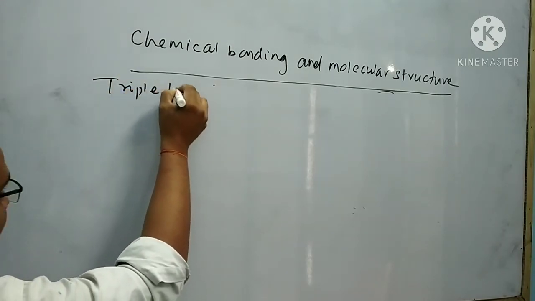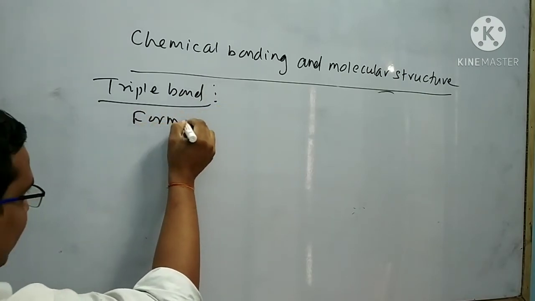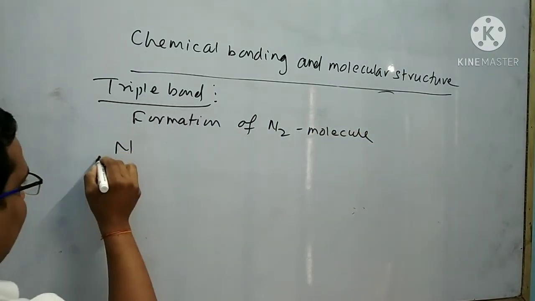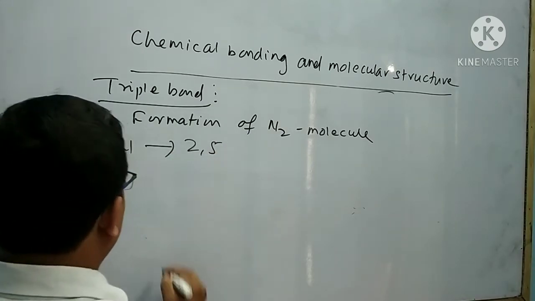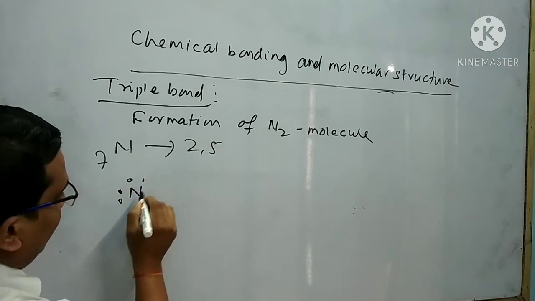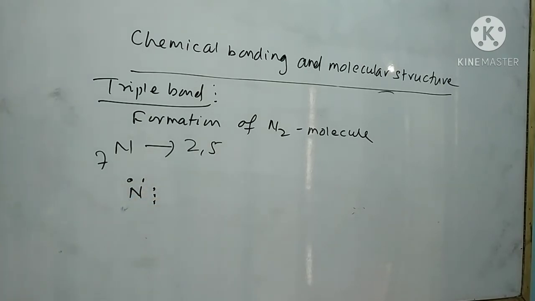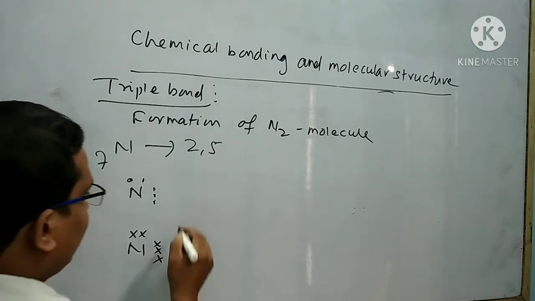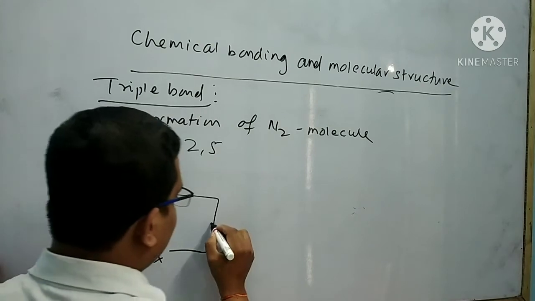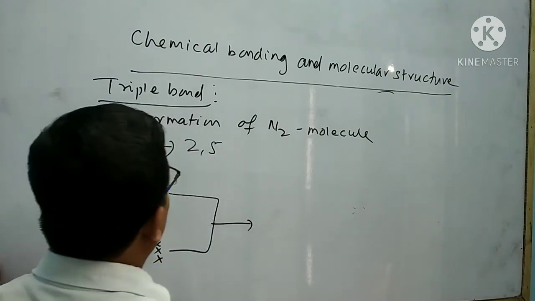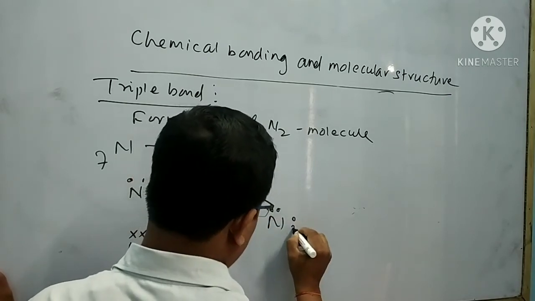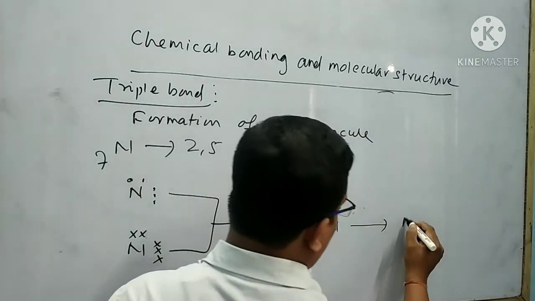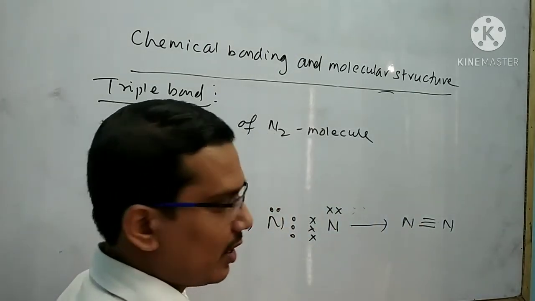Next I will explain the triple bond with an example, that is the formation of the nitrogen molecule. The atomic number of nitrogen is 7, the electron configuration is 2, 5. Look at that. Here 5 electrons are present in the valence shell of the nitrogen atom. Here also 5 electrons are present in the valence shell of another nitrogen atom. When they come in contact with each other, they share 3 electrons for the formation of a triple bond, like this. Now the triple bond is formed between 2 nitrogen atoms.